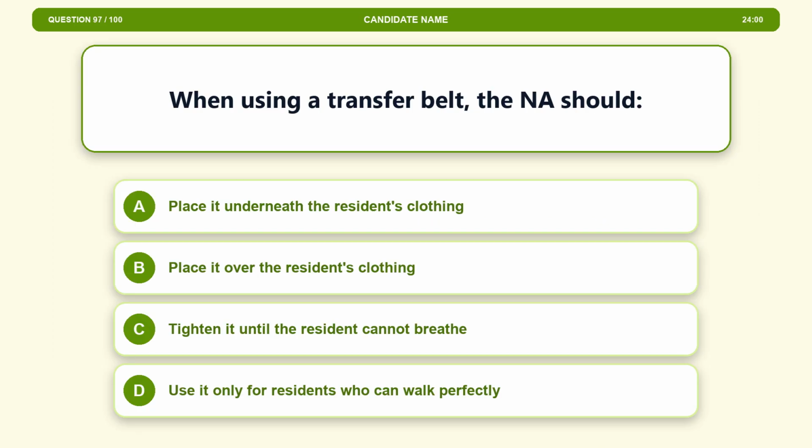Question 97. When using a transfer belt, the NA should: Option A, place it underneath the resident's clothing. Option B, place it over the resident's clothing. Option C, tighten it until the resident cannot breathe. Option D, use it only for residents who can walk perfectly.